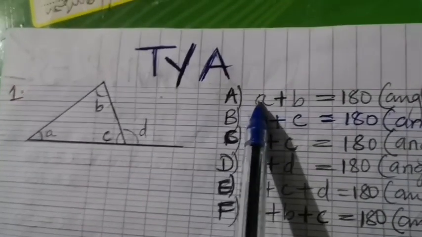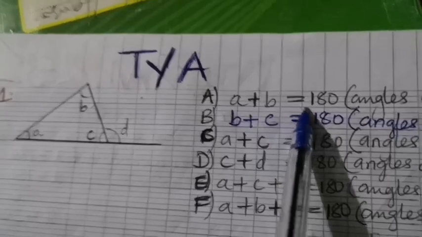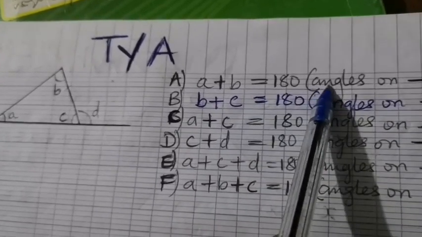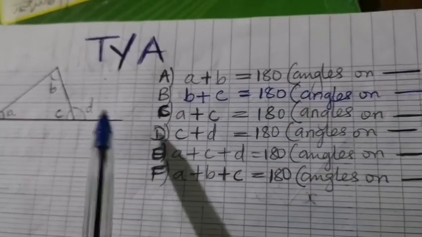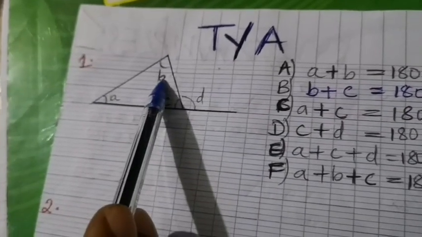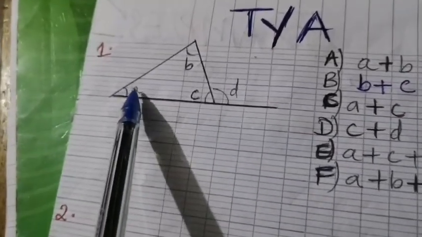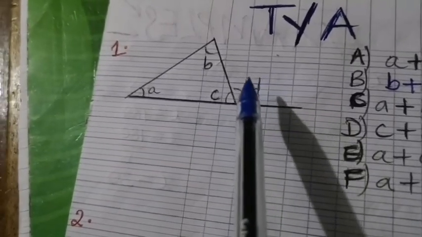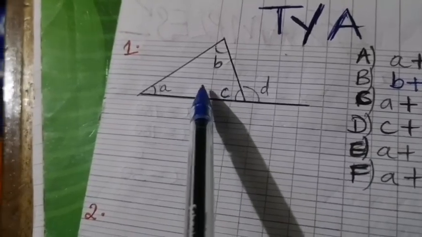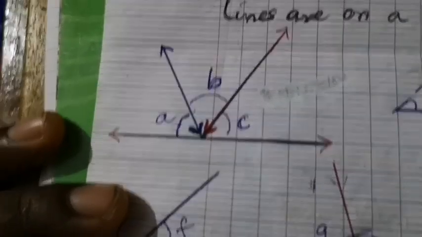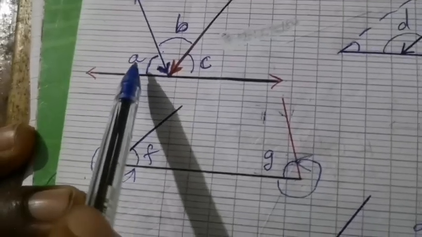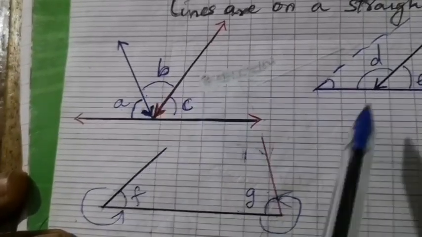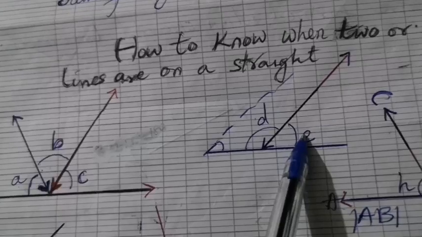Okay, let's look at this now. The first one says A plus B is equal to 180 degrees, and our reason is angles on a straight line. So let's look at A plus B. If you watch very well, A plus B is not like the ones we have seen before. A plus B is not like this one and this one, or D and E.